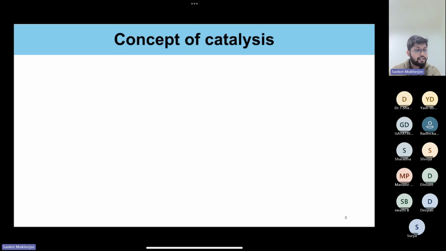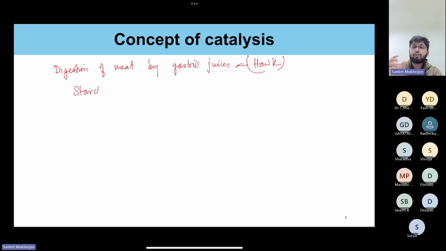So the first enzyme was discovered by the digestion of meat by gastric juices in a hawk. That was how it was first discovered. Then even starch digestion was discovered in plants like wheat. They had the protein component of wheat, and they could basically digest starch. So that was another way.